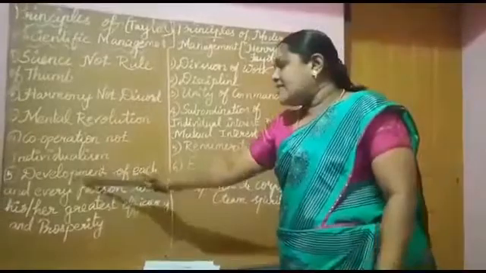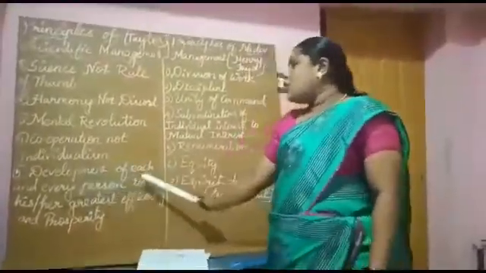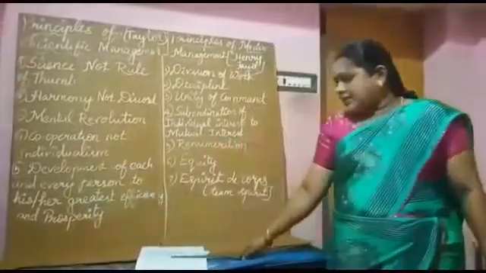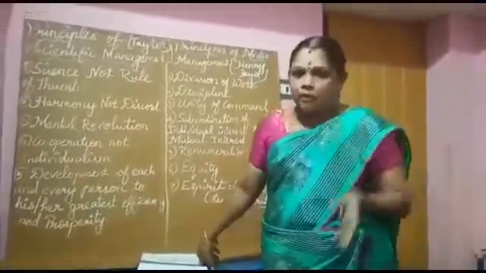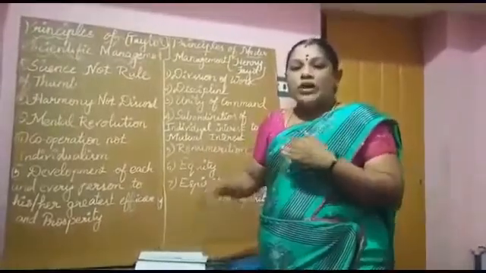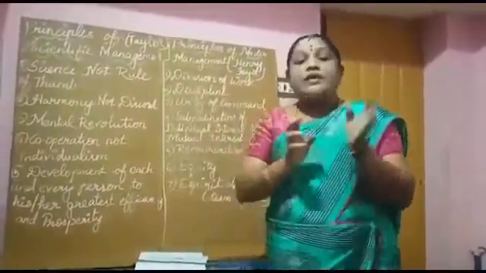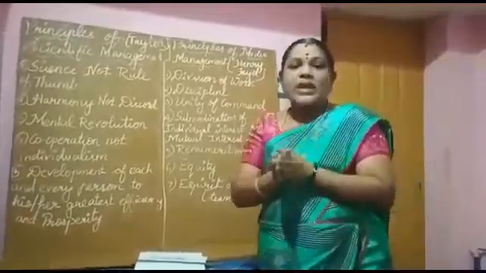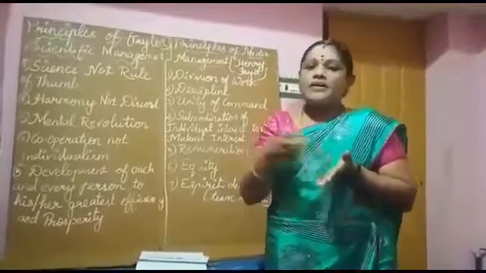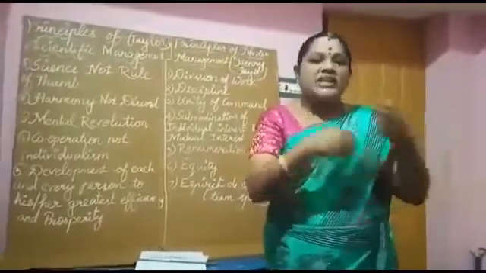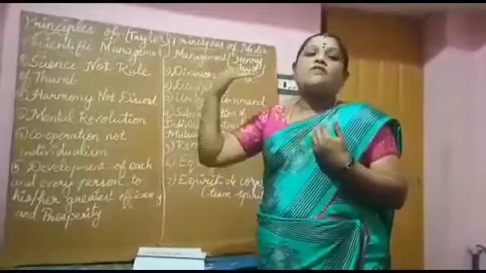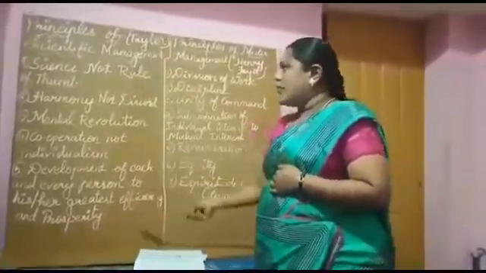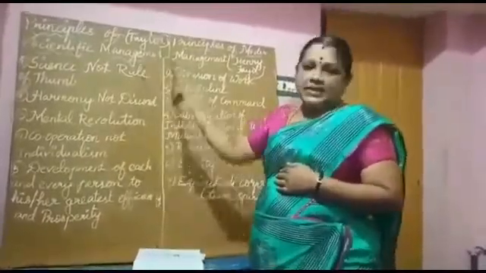And the fifth one is development of each and every person to his or her greatest efficiency and prosperity. This means development of workers is very, very important. It is not the main thing that only the organization develops. The main development is also based on the workers. That means the management has to give some important training to complete their work. If the workers are efficient and develop, automatically the organization will also develop. They will work properly. So these are all the principles of scientific management propounded by Taylor.